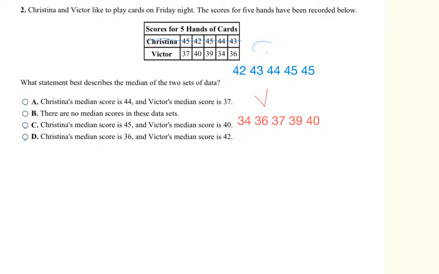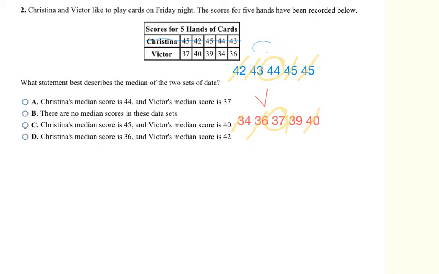So like this. So 42, 45, one from the beginning, one from the end, and I can see 44 is that middle number. And I do the same for Victor. One from the beginning, one from the end, beginning, end, and I can see 37 is that middle number. So I look for an answer.